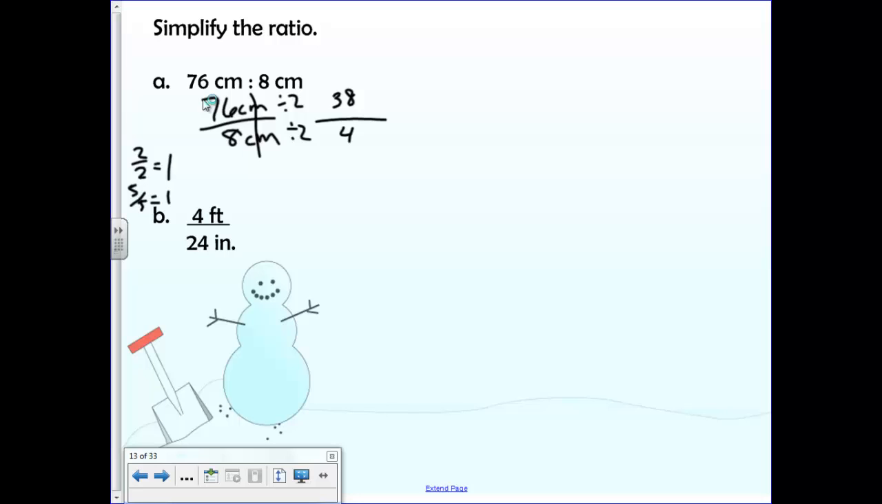38 over 4? They're both even. How about another 2? 19 over 2? Does 19 over 2 go anymore? No. There's no factors for 19 besides 1, and that doesn't win. So, yep, we put it into the simplest ratio possible. So 19 over 2, or if you want to write 19 to 2, that's the same thing.